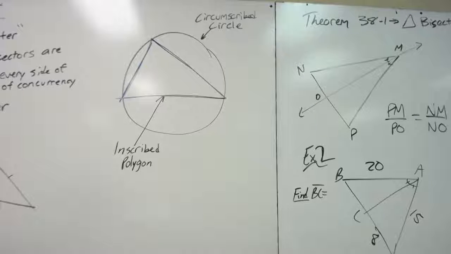The circumcenter actually lies at the center of the circle that contains the three vertices of the triangle, but that isn't as important as just knowing that it is a circumscribed circle.